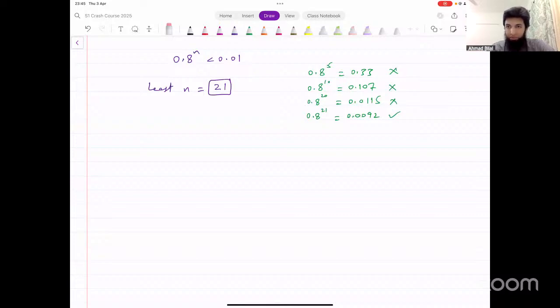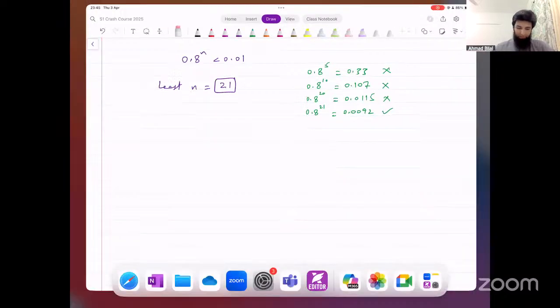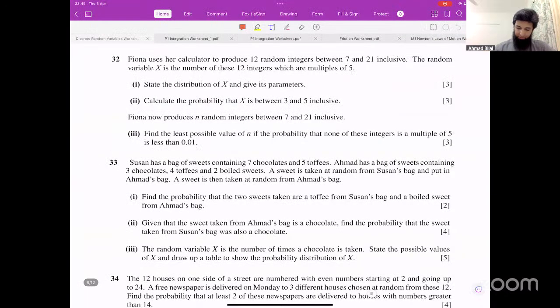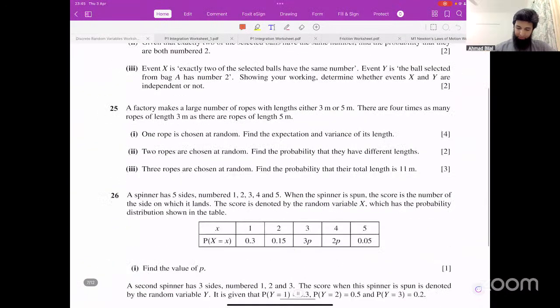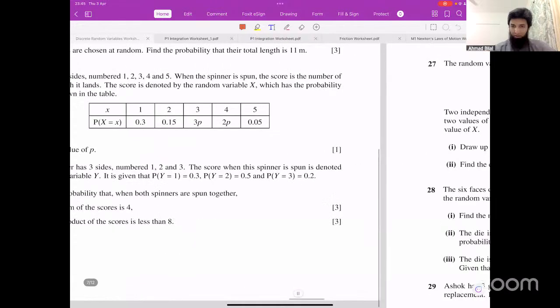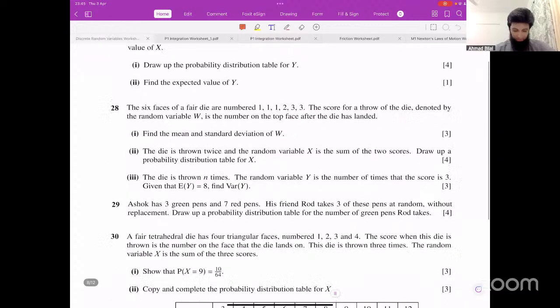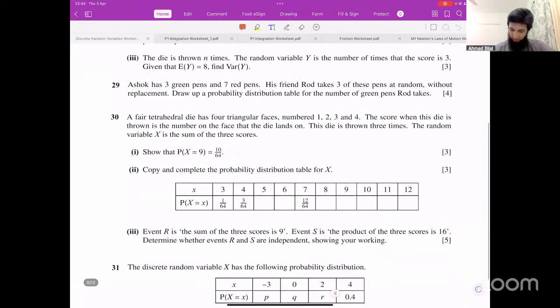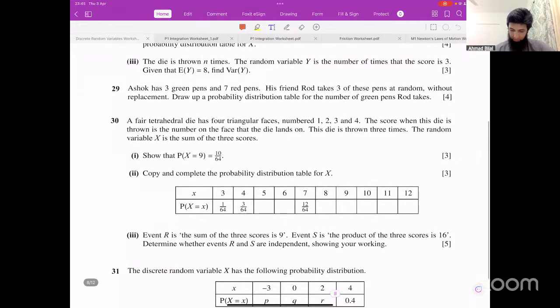So the next question is 25 and 30. 30 is not binomial. Is it binomial? It doesn't look like it. What's the problem with 30?